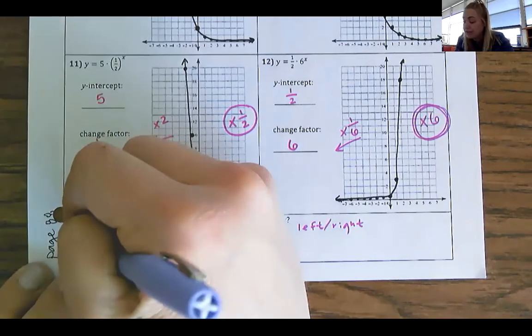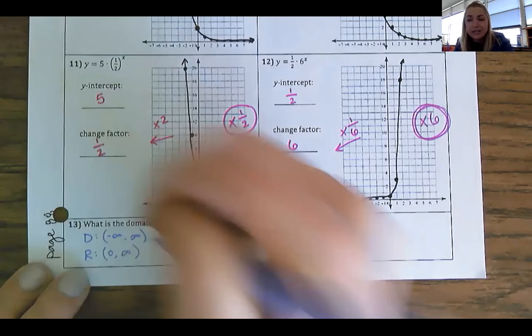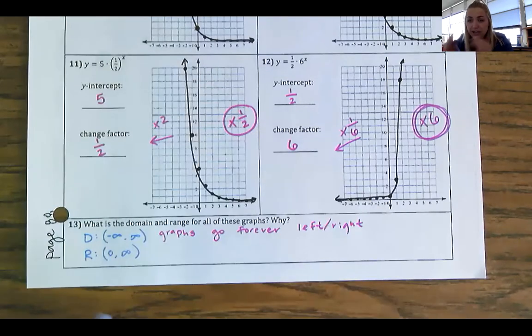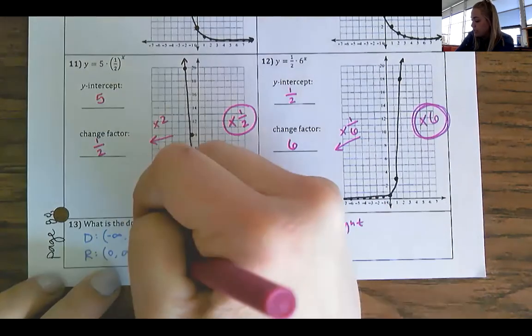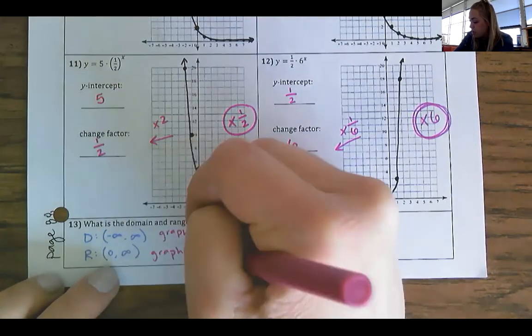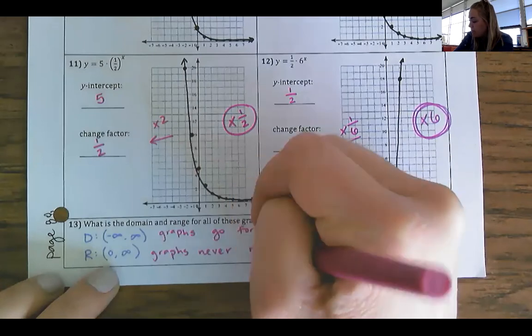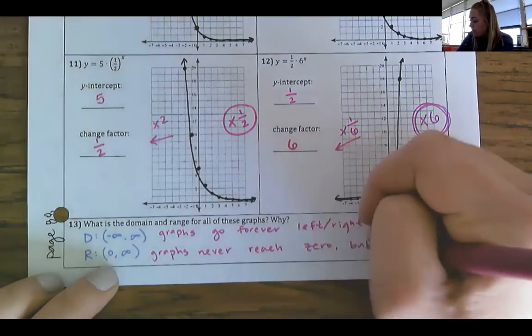Something I didn't point out, there's a reason it doesn't have the hard bracket on 0. That's because it never actually touches 0. If you're doing half the distance to something, you never actually reach it. So we would say graphs never reach 0, but go up forever.